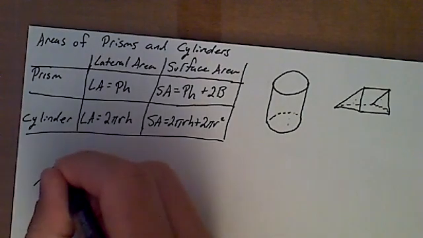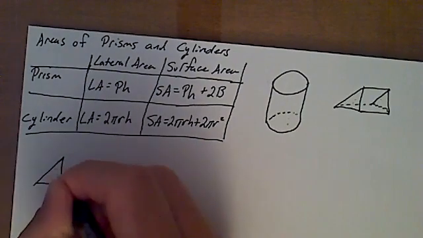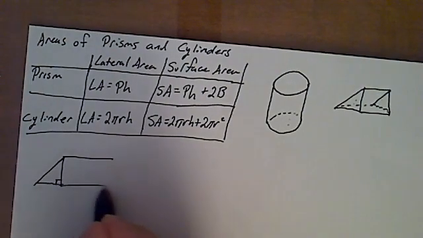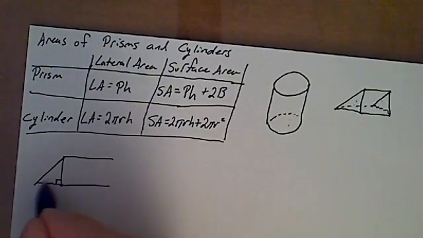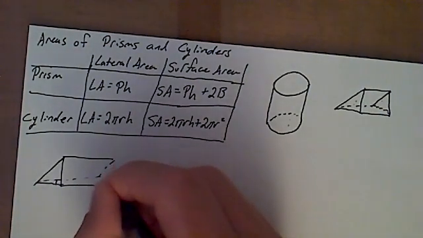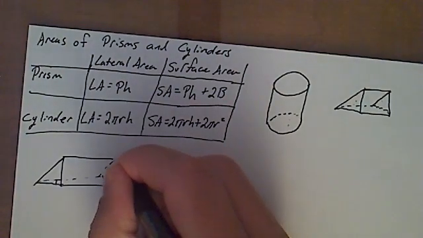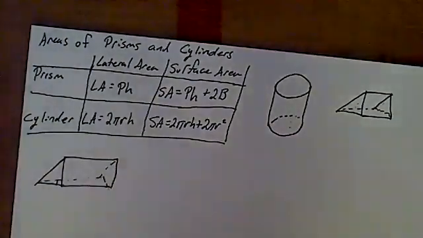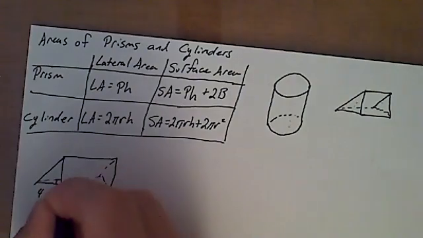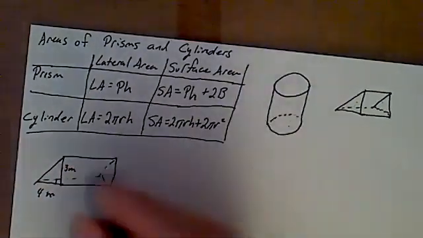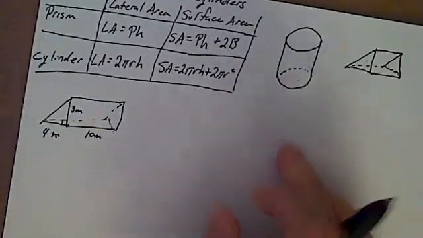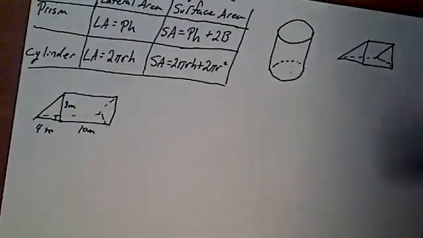If we had a triangular prism, actually it's going to be a triangular right prism. I'm not much of an artist. I think you guys know that by now. We're going to pretend it looks like that. It has sides of 4 meters, 3 meters, and 10 meters. And we want to find the lateral area and surface area, right?